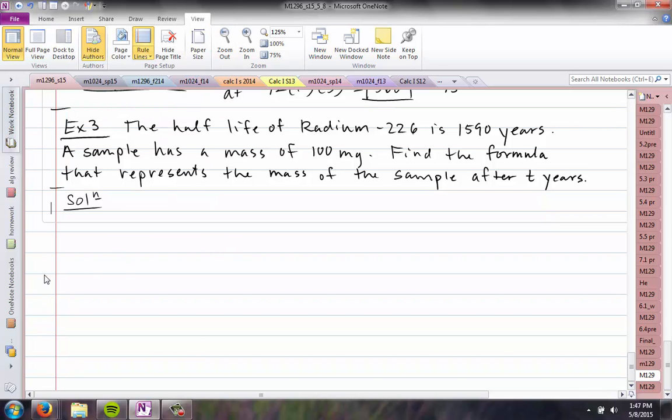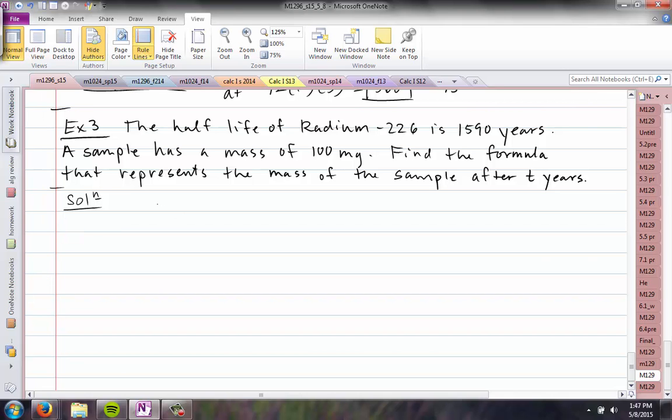Okay, we're reviewing for the final, and the topic is word problems from Exam 1 through Exam 3 material. The half-life of radium-226 is 1,590 years. A sample has a mass of 100 milligrams. Find the formula that represents the mass of the sample after t years.